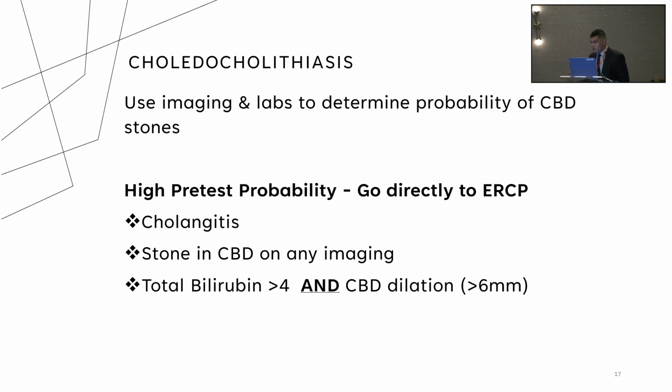They have an obvious stone in the common bile duct on any kind of imaging, despite being on a right upper quadrant ultrasound. But really the two things I want to bring up are, first, the total bilirubin greater than 4. If it's greater than 4, then it's like, oh wow, this is a high likelihood that there's a stone in the common bile duct or some kind of obstruction. And second, the presence of CBD dilation, and typically we go greater than 6 millimeters in the setting of a native gallbladder, so if they still have the gallbladder. And so those are two things. Now, unfortunately, it's not perfect. We definitely have a few people that come in.